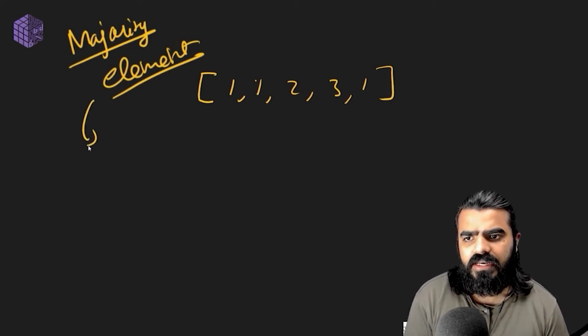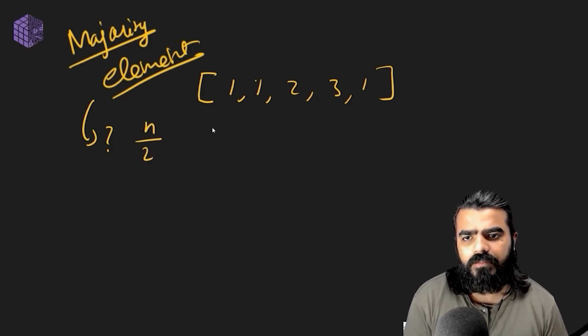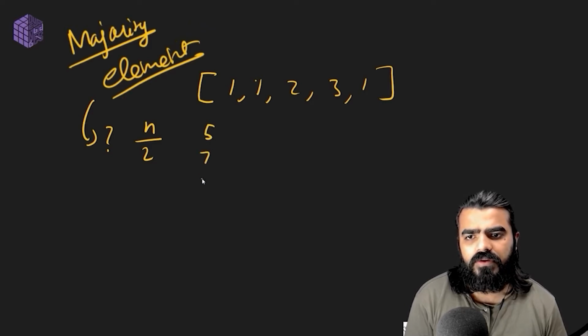What is a majority element? It's basically an element which comes more than n by 2 times, right? So if it's any number like 5 or 7 or 9, for 5 it will be 3 or more. For 7 it will be 4 or more, and for 9 it will be 5 or more. So it will always be above the half.